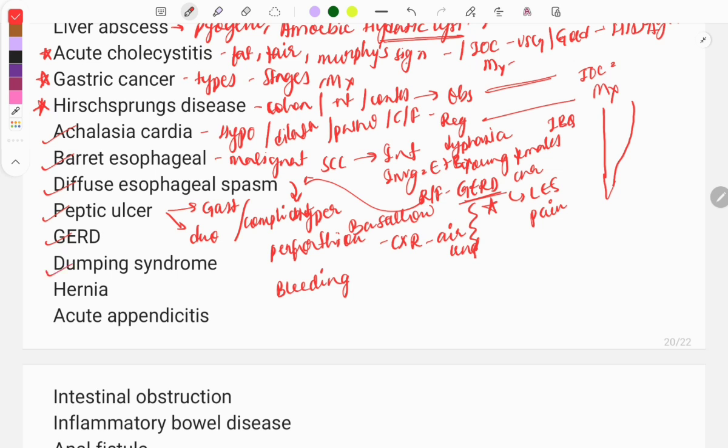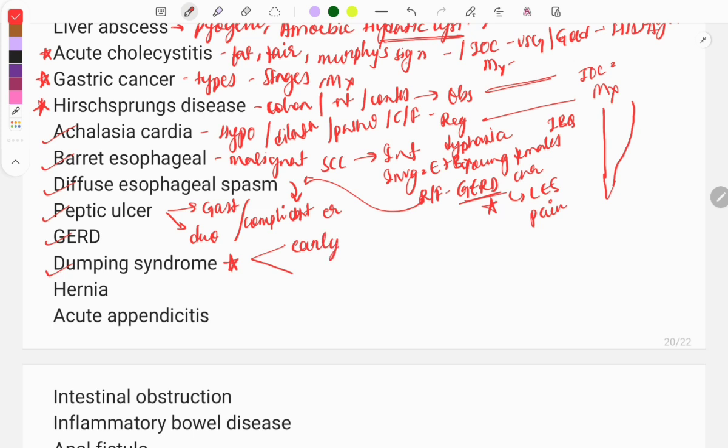Then dumping syndrome. This is also a favorite question of the FMGEs. So for dumping syndrome, mostly clinical cases are asked. So it is also of two types, early and late. So look at the features which describe the early and the late.